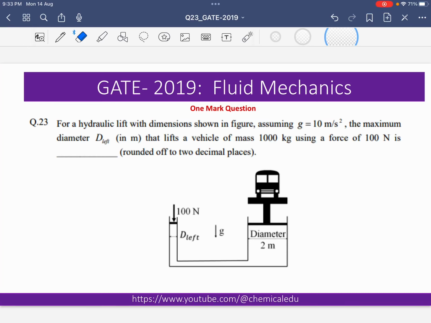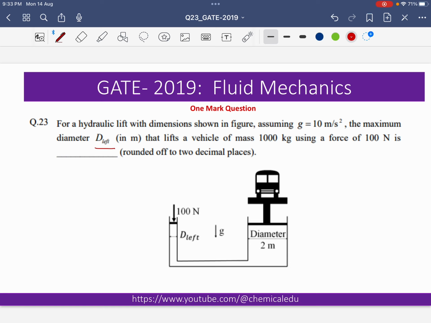Today I am going to solve one GATE fluid mechanics question. The question is: for a hydraulic lift with dimensions shown in the figure, assuming g is 10 meter per second square, the maximum diameter D left in meters that lifts a vehicle of mass 1000 kg using a force of 100 Newton is dash. Here we have to calculate D left. Round up to 2 decimal places.